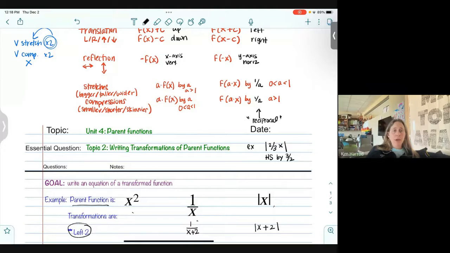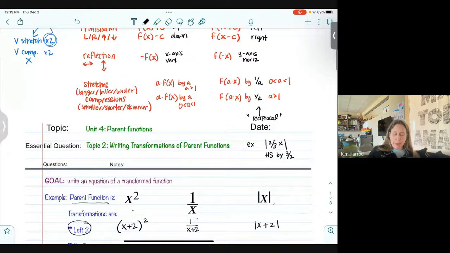Sometimes we have to add parentheses to put something inside. And that would be the case of x squared and x cubed. If I want to put left 2 inside that function, I want x plus 2 to be squared. Because when something is inside, that parent function is being applied to it. So those are all 3 different examples of left 2.